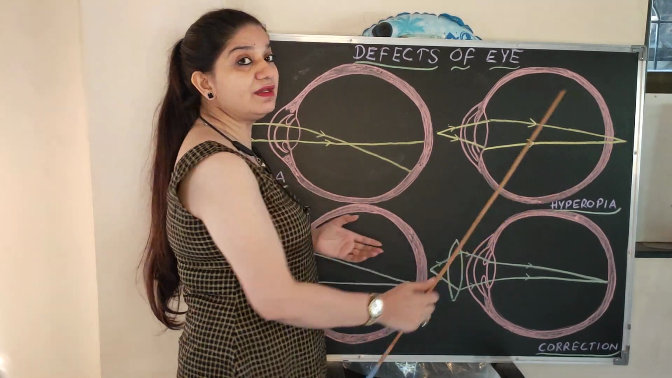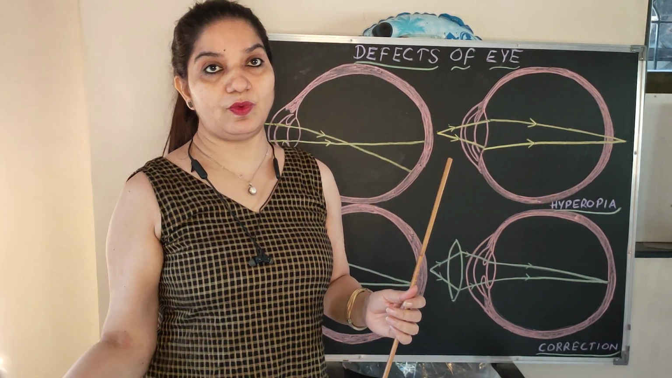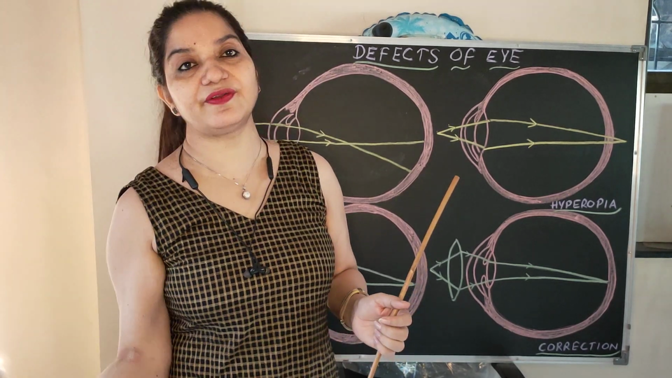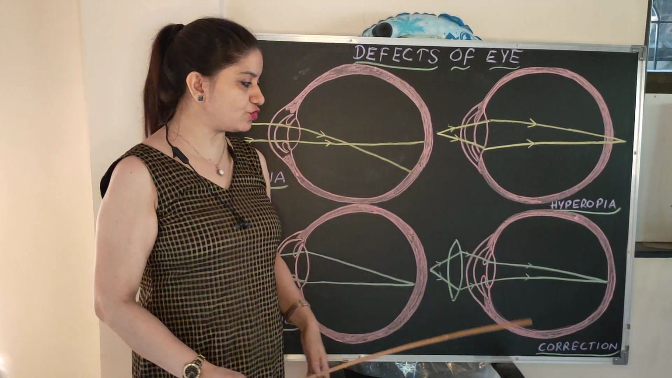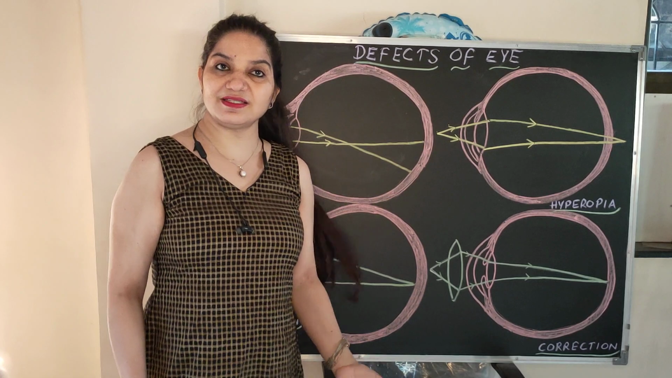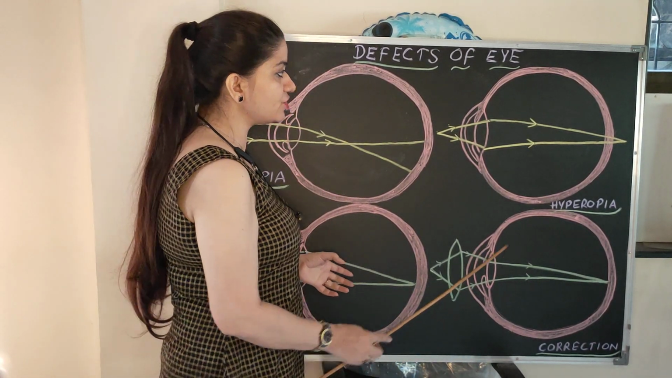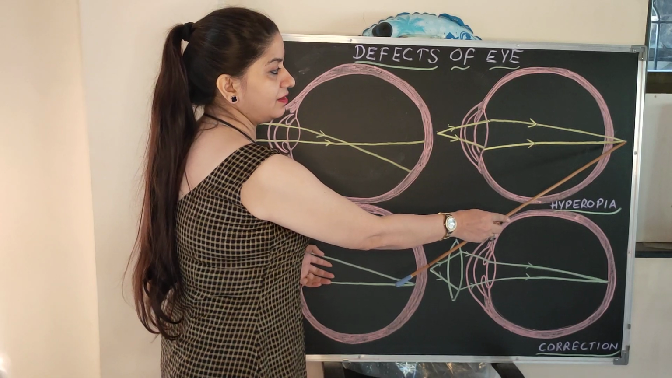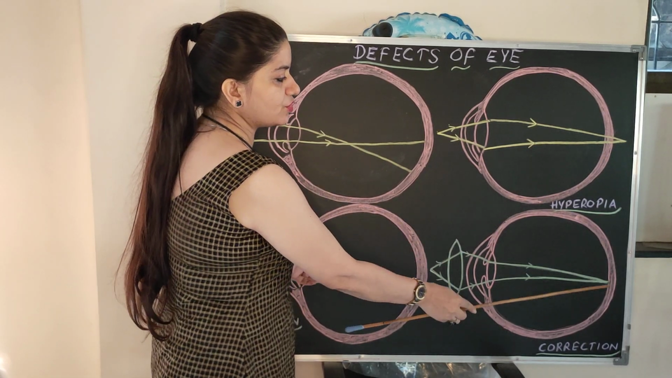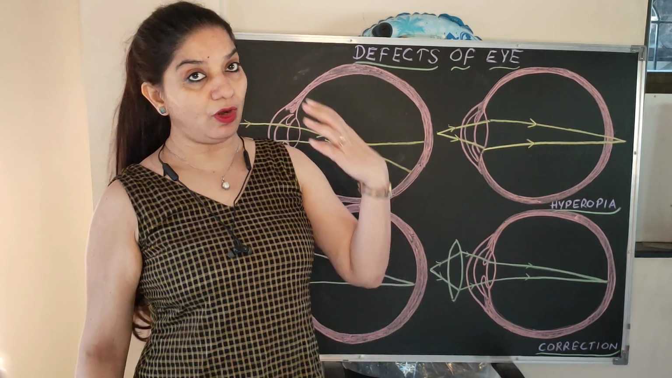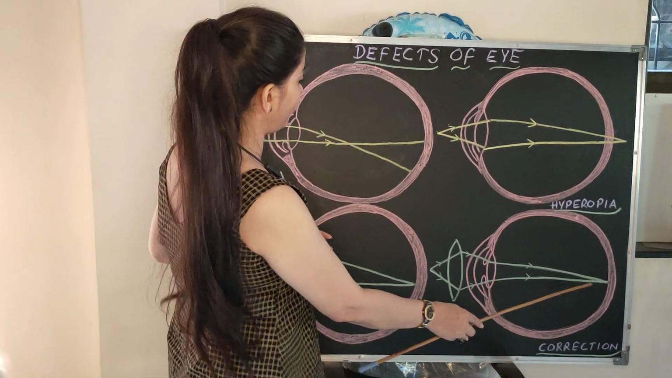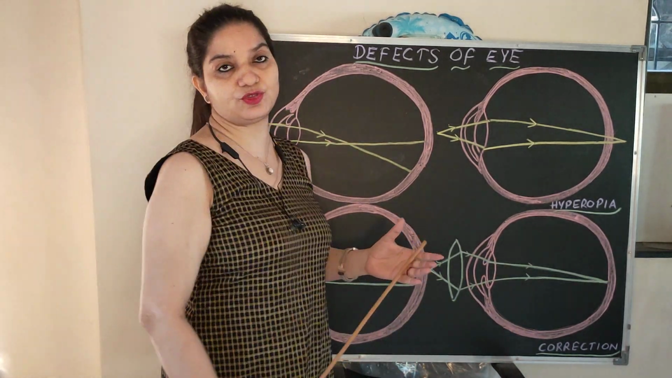So where is the image formed? The image is forming behind the retina. And what is the corrective measure? Again, a convex lens, which is also known as converging lens. So it will converge the rays. See, it is behind the retina, so it will converge and bring the image back onto the retina. So the image will be formed on the retina after the correction.